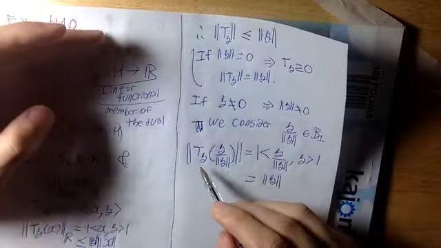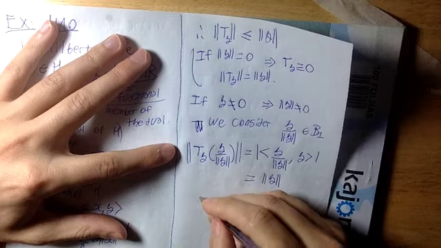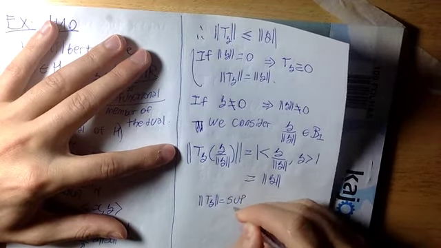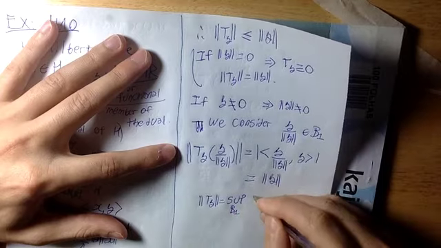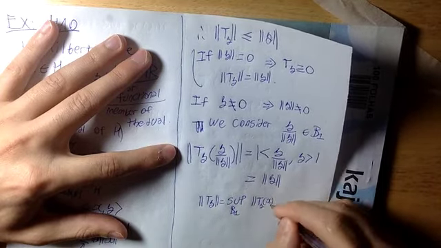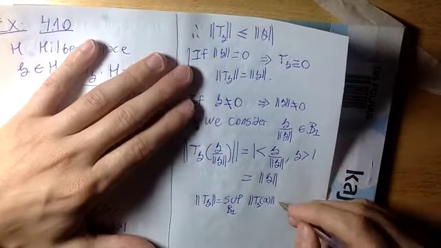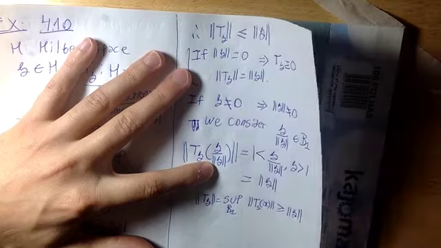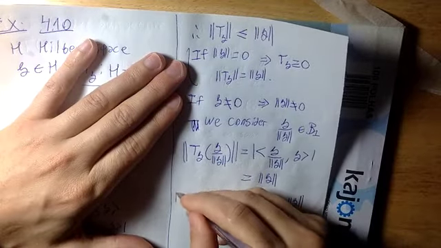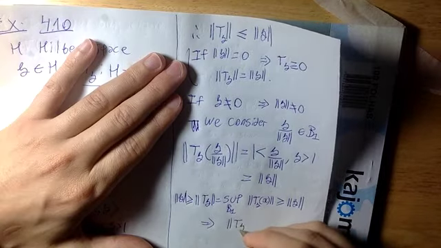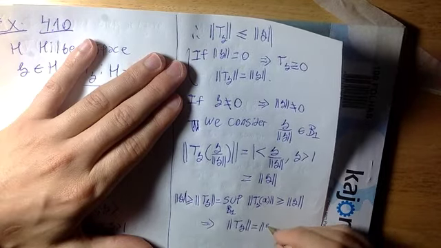So using the fact that the norm of T of y is equal to the supremum over the unit ball of the norm of T of y of x, this will be, in particular by using this case, bigger or equal than the norm of y, and we have shown before that this is less or equal than the norm of y. So in particular, this implies that the norm of T of y is equal to the norm of y.